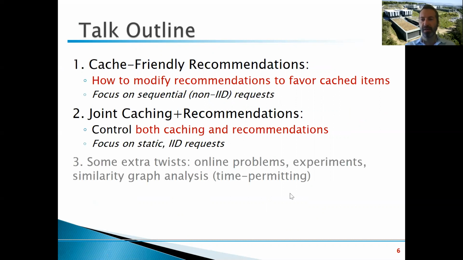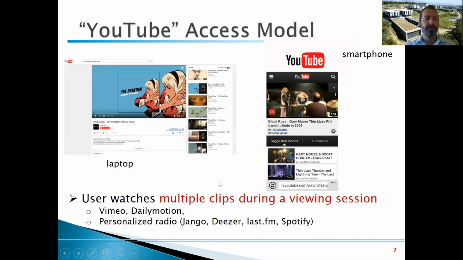And I'm going to very briefly introduce a couple of other extra twists, some open problems, and we can discuss them more in the Q&A. Okay, so we start now, we need a model for the user.